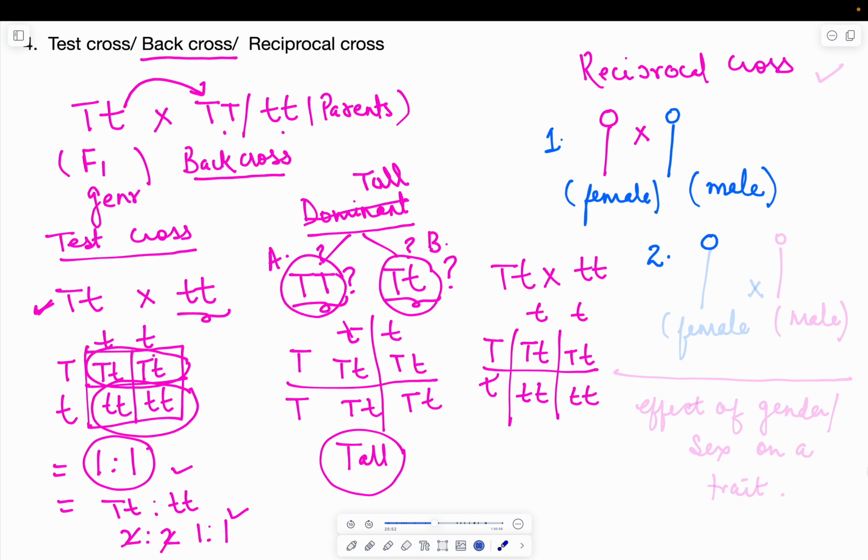Now you are considering the blue plant as the female plant and you'll consider the pink plant as the male plant. So in the case of reciprocal crosses, the sexes are interchanged in the two crosses. Right? So what's the importance of reciprocal cross? If you want to see the effect of gender or sex on a trait.